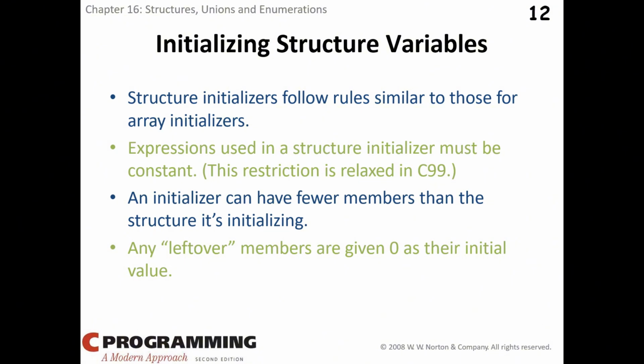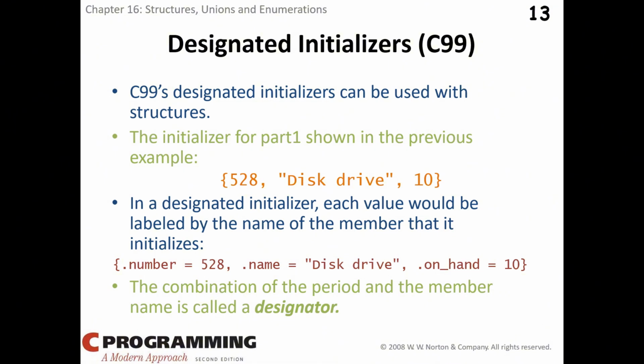And this behavior ensures that all members of the structure are initialized, even if not explicitly specified by us when we're trying to initialize it. And here we're going to discuss a feature introduced in the C99 standard called designated initializers, which can be used with structures to provide more clarity and flexibility when we're initializing our structure.